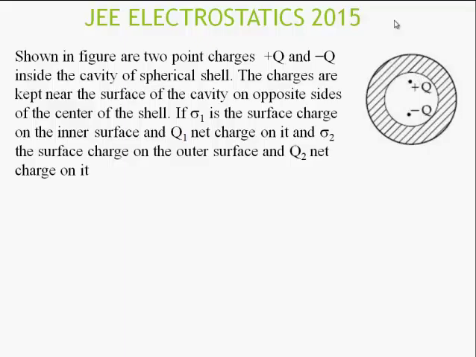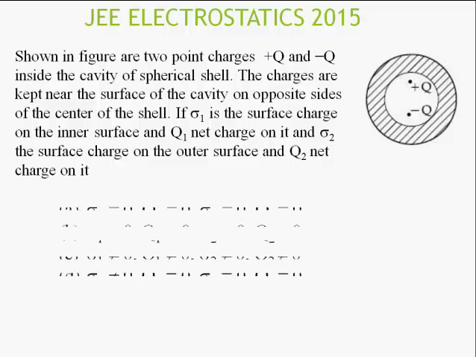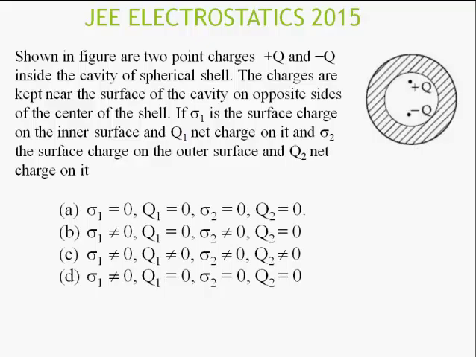Similarly, at the outer periphery, supposing at this point I want to check, so here also the charge would develop, but the net charge will remain 0 because positive, here you get negative, again you get positive here. So this positive and this negative here, they'll get cancelled. So let's see the options which were given to us. Sigma 1, 0, Q1, 0 and so on. These are the two options which are given to us.